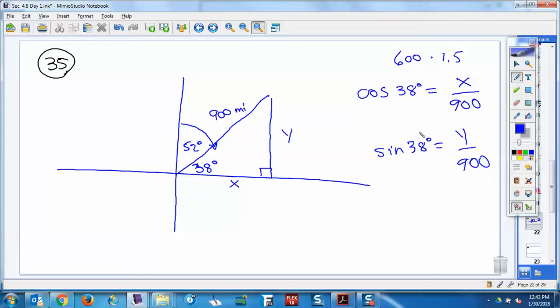Okay, 36. A jet leaves Reno, Nevada, headed towards Miami at a bearing of 100 degrees. The distance between the two cities is approximately 2,472 miles. Okay, so draw yourself a picture. Jet leaves Reno, headed to Miami at a bearing of 100.